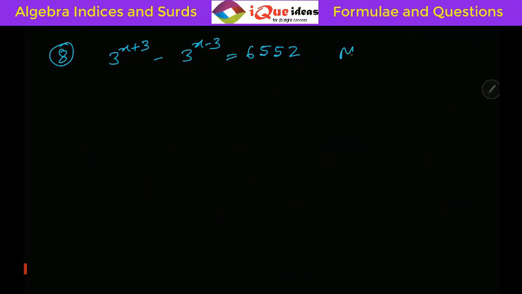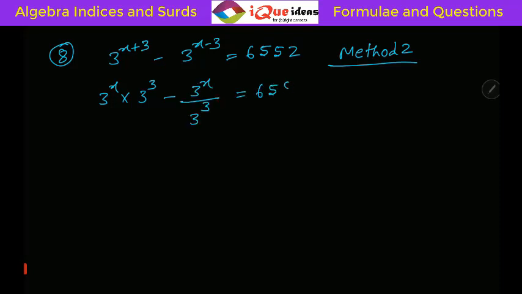Now, in the second method, what we do, we follow the normal procedure. Normal procedure as in 3 raised to the power x plus 3 can be written as 3 raised to the power x into 3 raised to the power 3, minus 3 raised to the power x minus 3 can be written as 3 raised to x divided by 3 raised to the power 3, is equal to 6552.